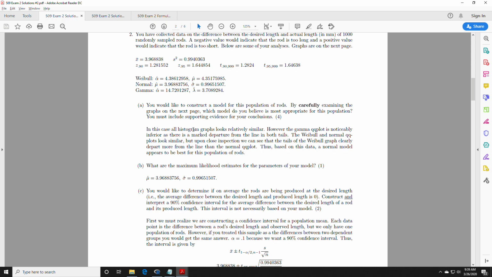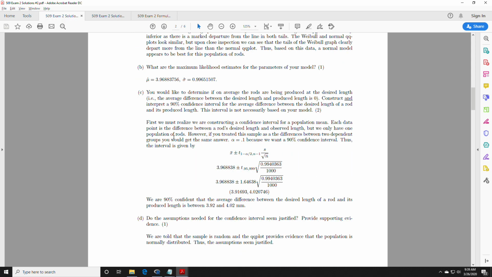Okay, maximum likelihood estimates, we just said those are the ones that we would pick in R. So we would like to determine if on average they are being produced at the desired length. Okay, so we want a confidence interval.